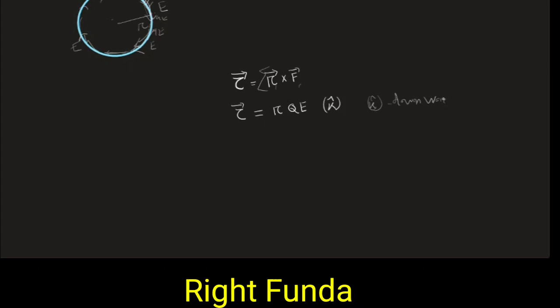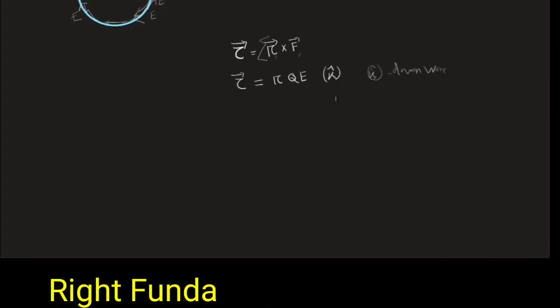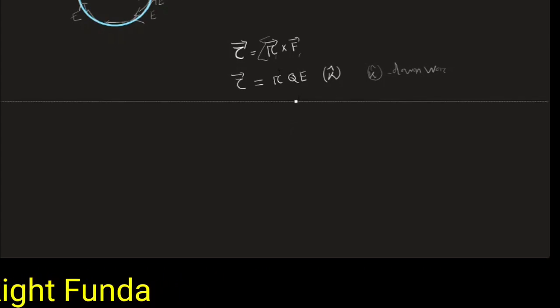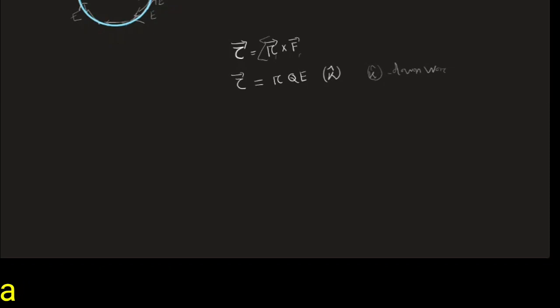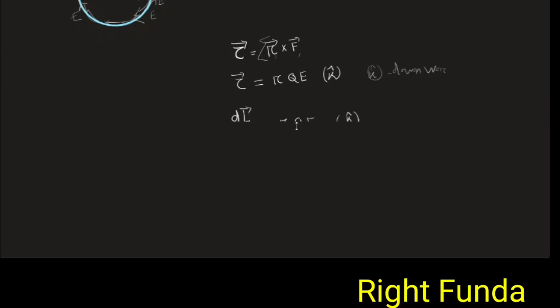Because R cross F is into the plane of this. So this is my torque, where E is the electric field in this region, and Q is the charge on this. So all the small q's will be there, total Q will be there. So total charge Q, all torques in the same direction, added up. So this is my torque here.